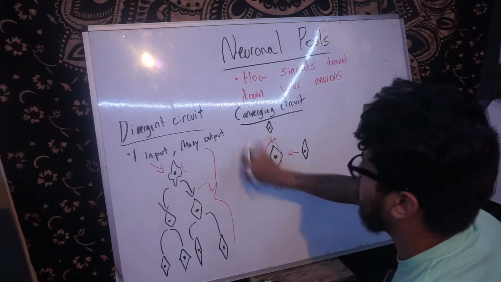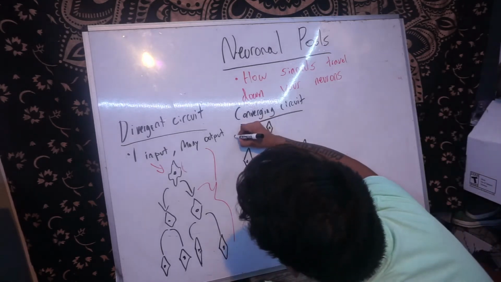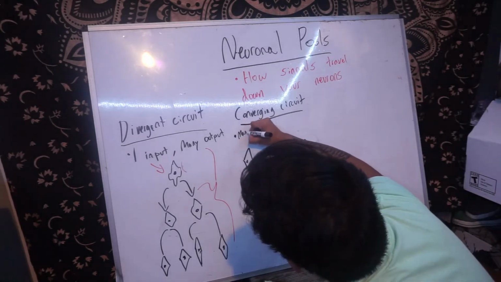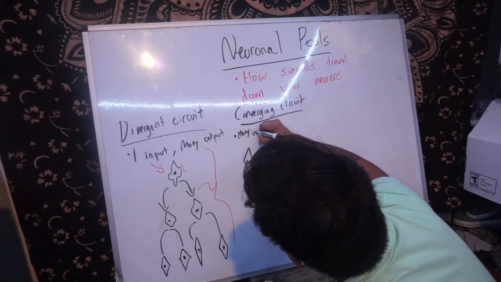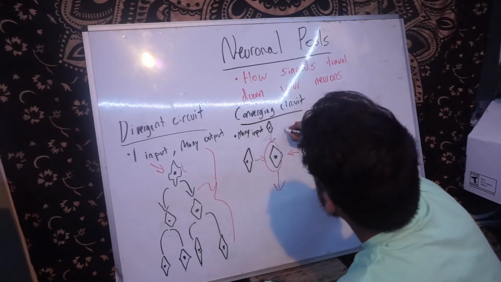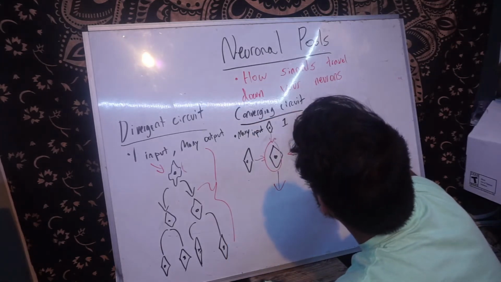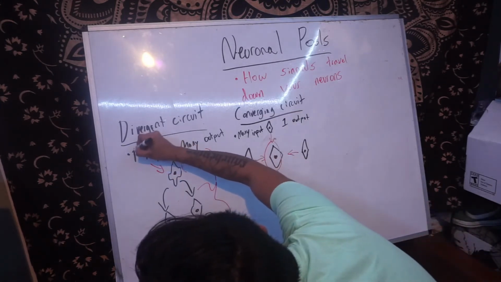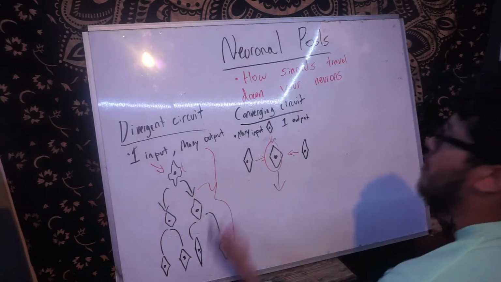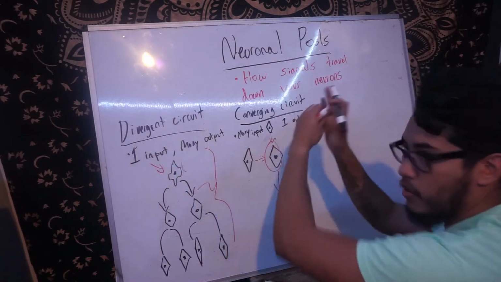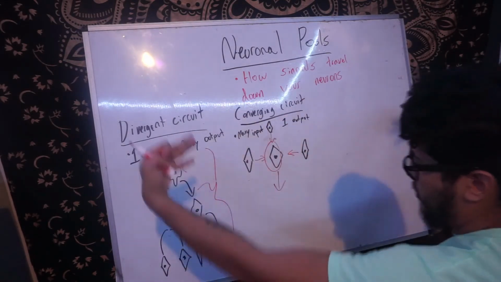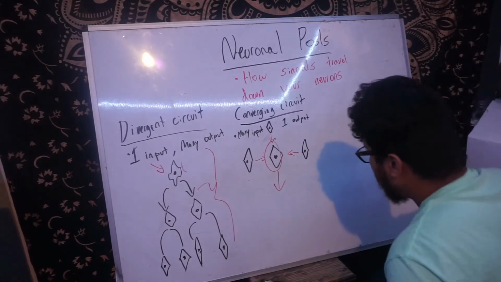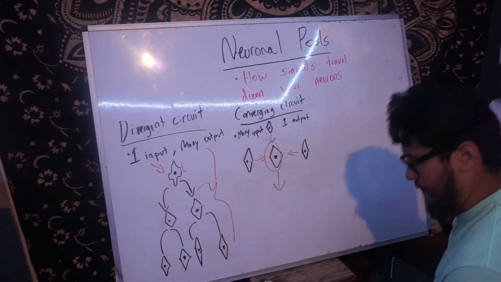So it's a little confusing. Many inputs, one output, alright? So divergent spreads out, convergence comes into one. Then you have where it gets a little bit more confusing.